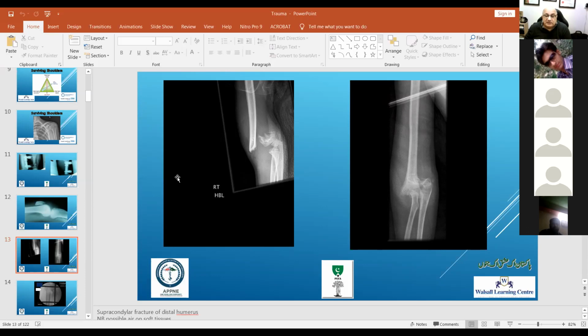So Gartland classification is for supracondylar fractures. There are 4 groups. The type 1 is undisplaced fracture. Type 2 is the minimally displaced fracture in which the posterior hinge is intact. Type 3 is completely displaced fracture, but with intact periosteum. And in type 4, there is torn periosteum, so there is no contact between the 2 segments.